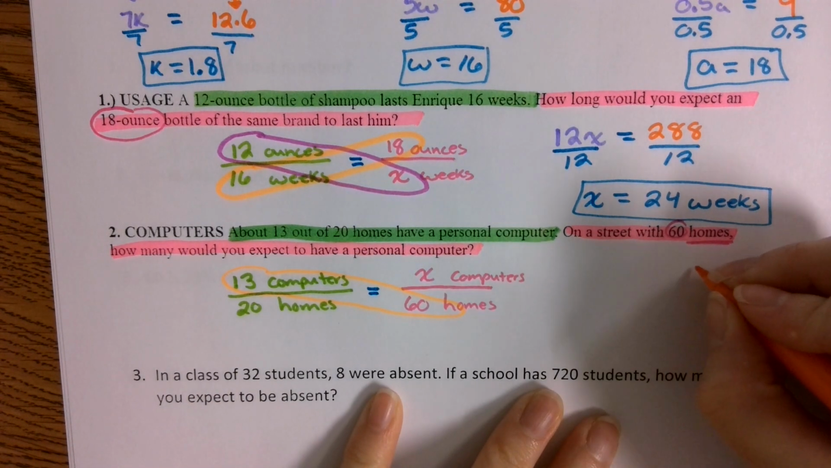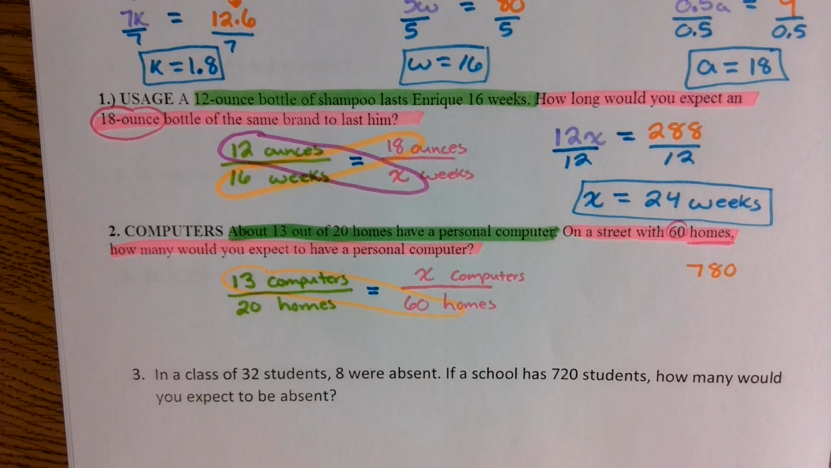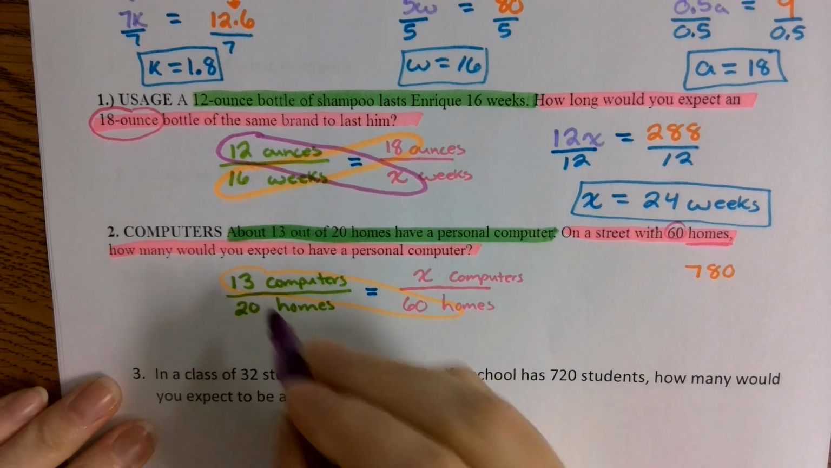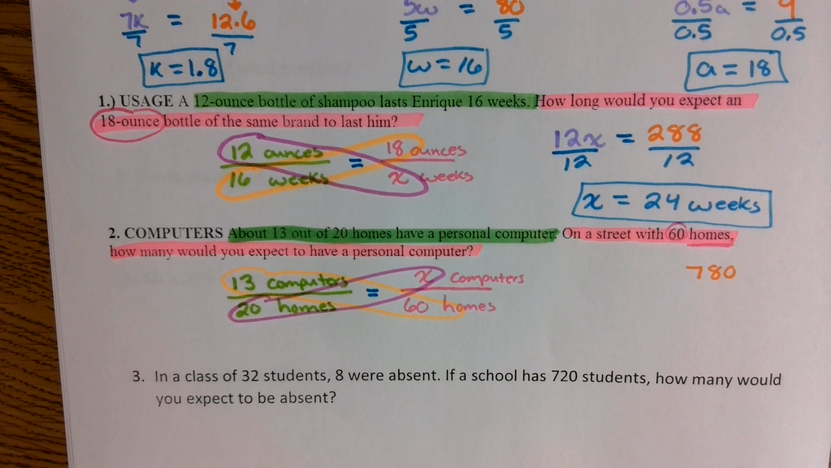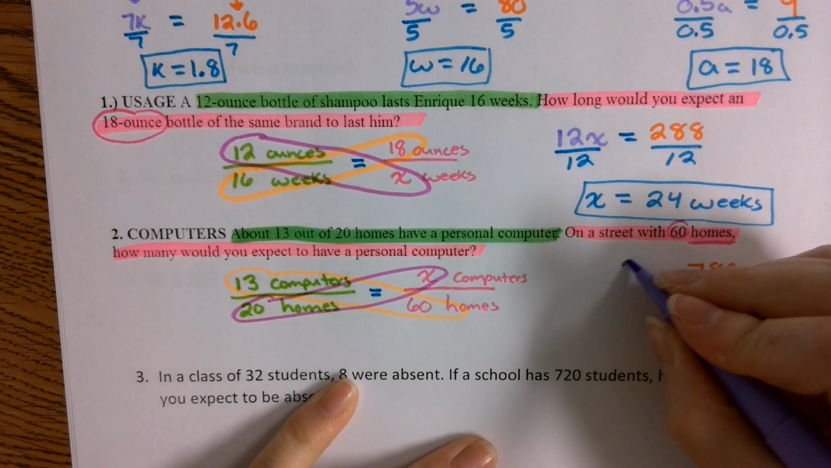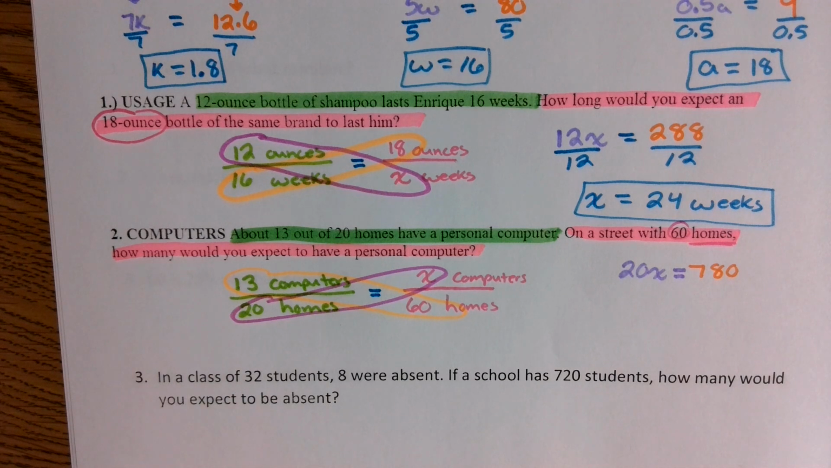780. Good. So we're going to get 780 when we multiply the 13 times the 60. And then we're also going to multiply 20 times the x, which gives us 20x. Good. So we'll have 20x is equal to 780.